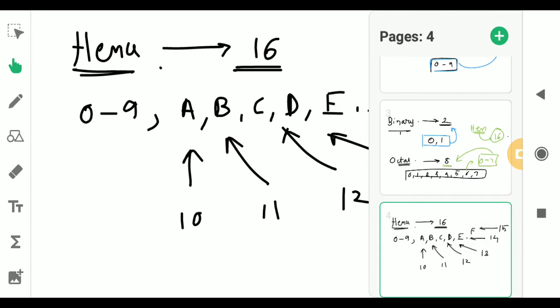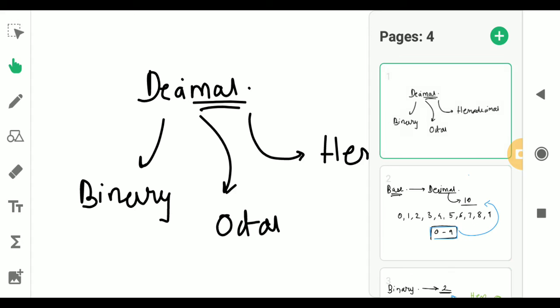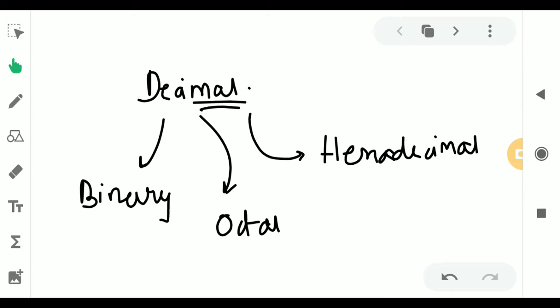So this is the use of using different number systems. Basically, when we are dealing with large numbers, it is better to take number systems which have a higher base, and when we are dealing with smaller data, it is good to have a number system with low base, like a binary number system.